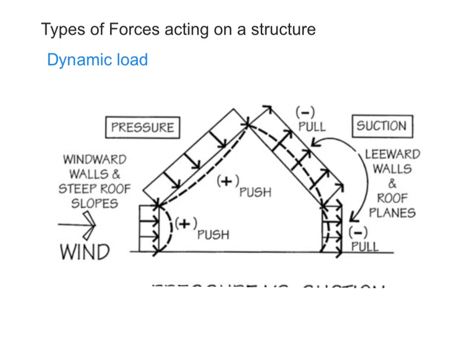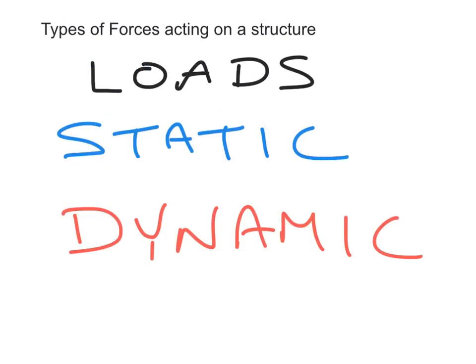Dynamic loads such as wind pressure, rain and snow are exerted on buildings which we live in. Another way to think of a dynamic load is one which is constantly changing. So just to summarise, we have our two types of loads, static, which doesn't change, and dynamic, which changes.